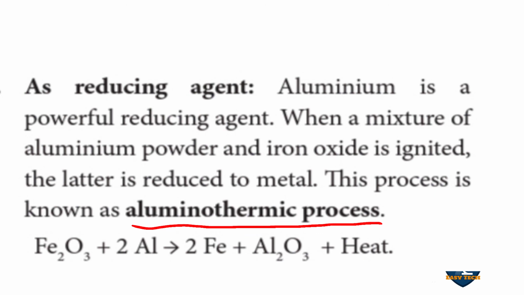So the iron oxide Fe2O3 reacts with aluminium Al, gives iron plus aluminium oxide plus heat. During that, heat is produced. So iron oxide reacts with aluminium, gives iron plus aluminium oxide plus heat. This is an aluminothermic process because the Fe2O3 is reduced to metal when it reacts with aluminium.